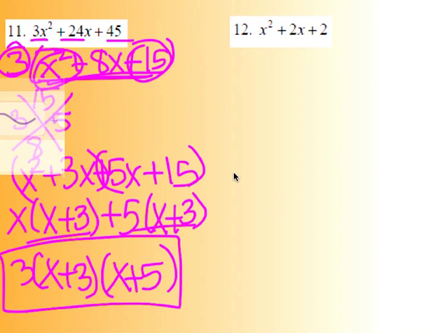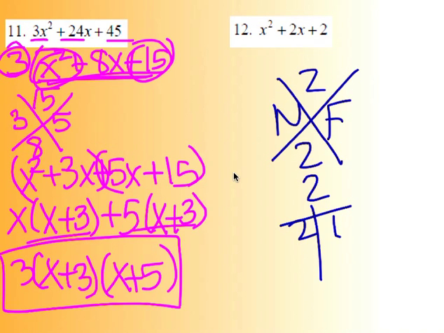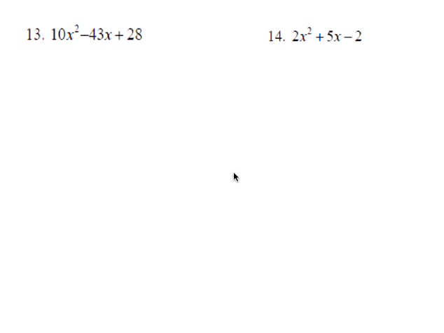So taking a look at number 12, I'm multiplying to 2 and adding to 2. So things that multiply to 2 are, well, 2 and 1. Well, that adds to 3, so that's not going to work. So that means this guy right here is prime. Okay, now let's take a look at number 13.